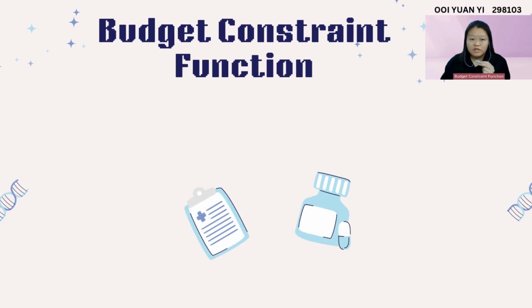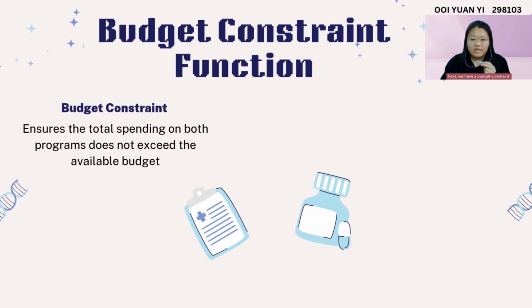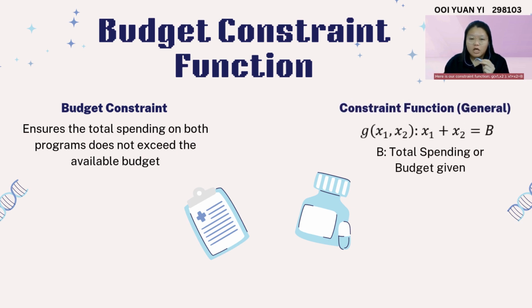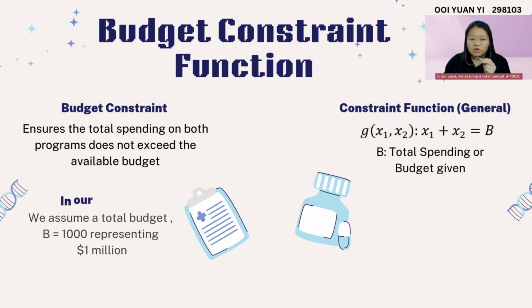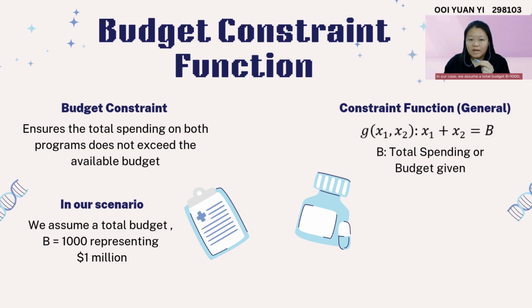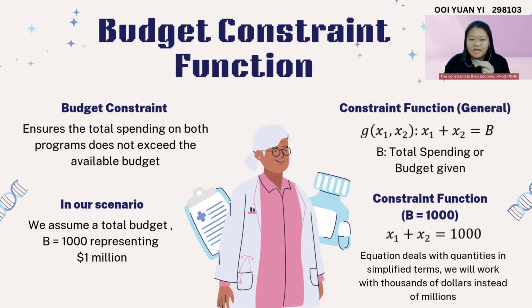Budget constraint function. Next, we have a budget constraint that ensures the total spending on both programs does not exceed the available budget. Here's our constraint function: g(x1, x2) equals x1 plus x2 equal to B, where B here is the total spending or budget given. In our case, we assume a total budget B equal to 1,000, representing $1 million. The constraint then becomes x1 plus x2 equal to 1,000.